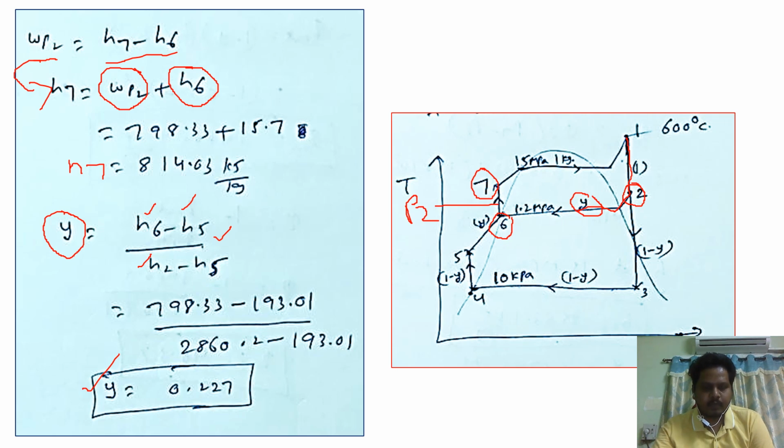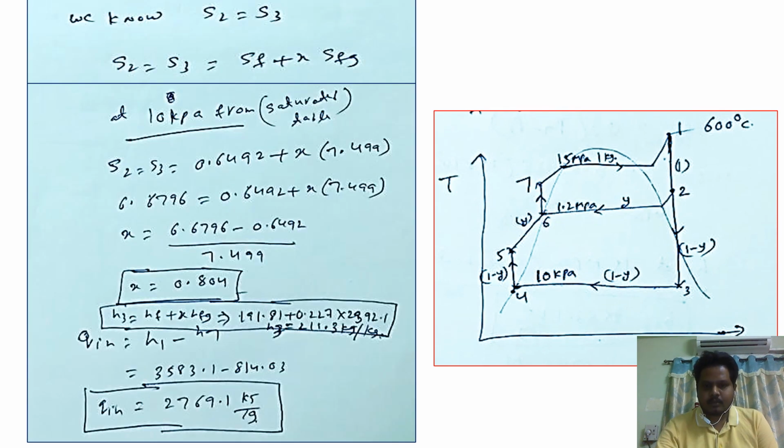Once you substitute all the values, you will get the amount of steam extracted at point 2. That is Y equals 0.227. Now we know the values of enthalpy at 4, 5, 7, and at points 1, 6 and 2. Now we have to calculate the enthalpy at point 3.